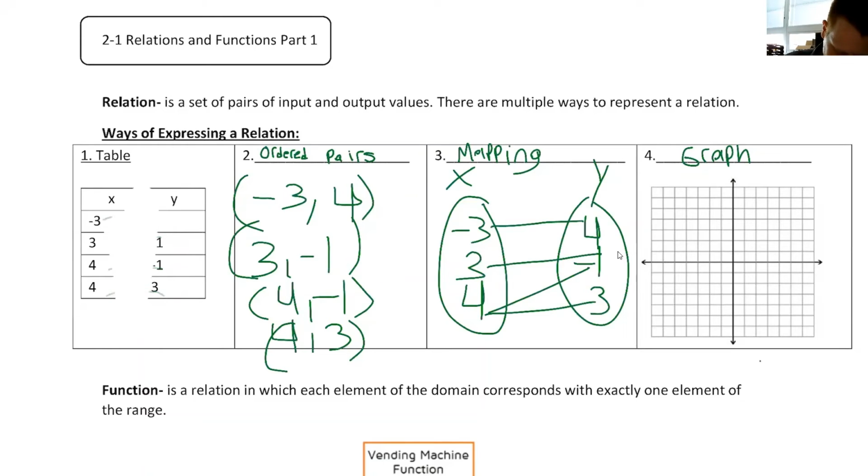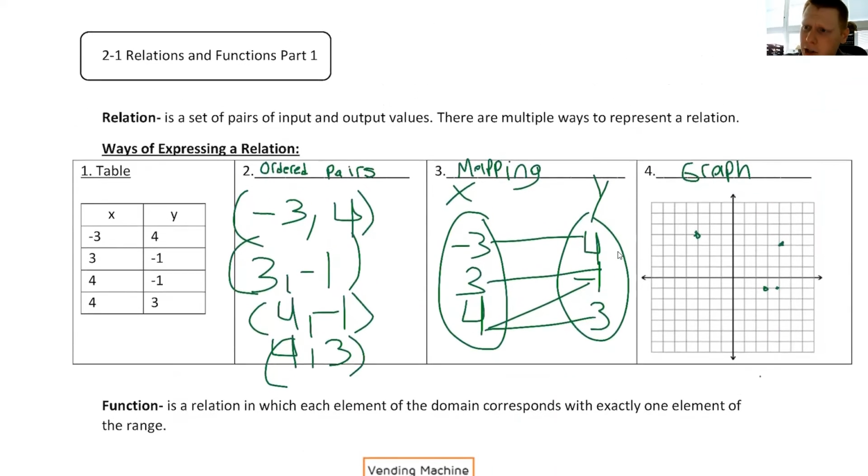The last way we can represent a relation is with a graph. So I'm just going to plot these ordered pairs or these points we have. So we have -3, 4. That would be approximately there. We have 3, -1: go right 3, down 1. That would be there. 4, -1 would be 4 to the right, down 1. That'd be right next to that point we just did. And then 4, 3 would be over here. And you're not going to connect these points because these are unique points, how they're written in this table, but sometimes you will connect points for different types of functions.